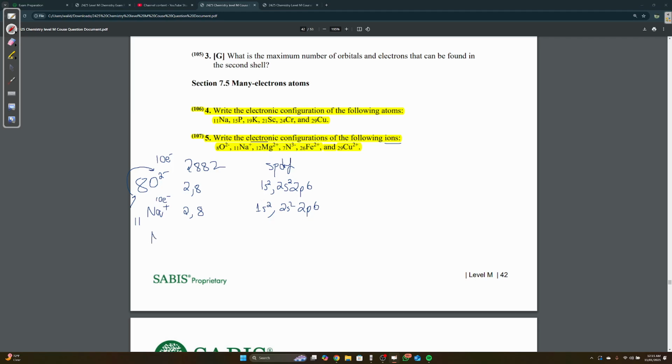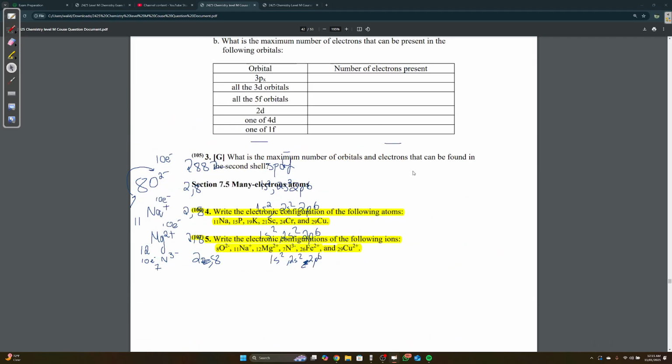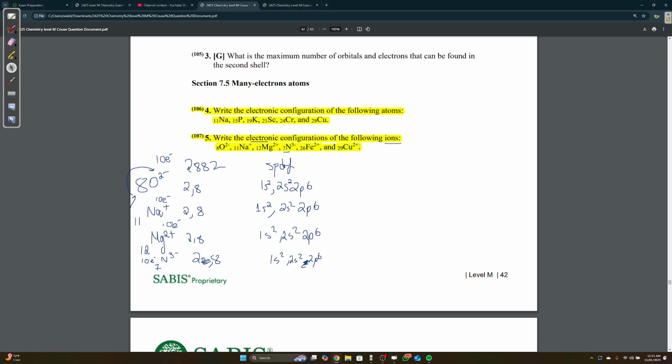Mg2 plus, 12. How many electrons? 12 minus 2, 10. So it should have the same configuration. 2, 8, 1s2, 2s2, 2p6. And N3 minus. N is 7. 7 plus 3, 10 electrons. So same configuration. There shouldn't be a comma here, sorry. Easy as, remember we're not responsible for these.